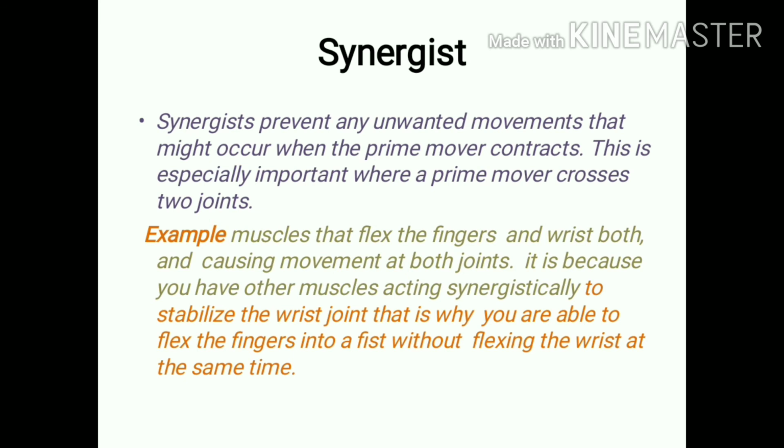So now we discuss the synergist. Synergists prevent any unwanted movements that might occur when the prime mover contracts. This is especially important where a prime mover crosses two joints. Let's read the example first. Muscles that flex the fingers and wrist both, causing movement at both joints, is because you have other muscles acting synergistically to stabilize the wrist joint. That is why you are able to flex the fingers into a fist without flexing the wrist at the same time.